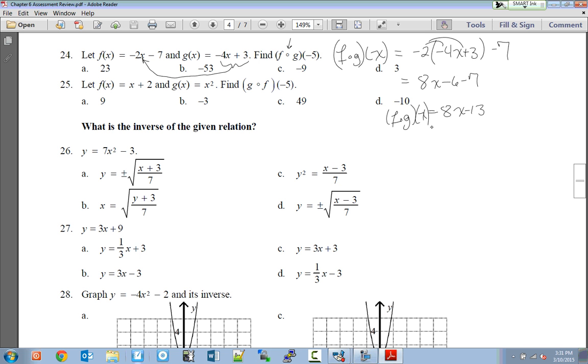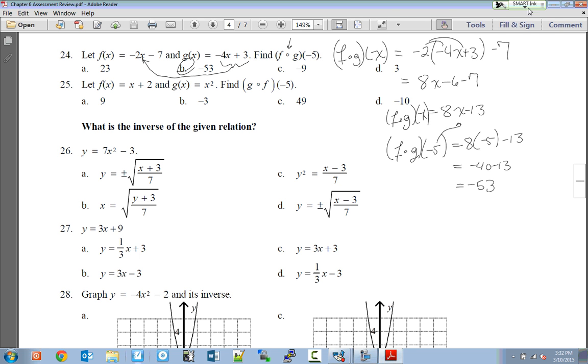All right. Now, the only thing you do differently for this -5 is you're going to have f of g of -5. The only thing you're going to do differently is take this -5 and substitute it in for x. So we're going to have 8 times -5 minus 13. Well, that's -40 minus 13. So that is -53. So the answer for number 24 is B, -53. All right. Make sure you keep up with your positives and your negatives and don't get them mixed up or lose any of them or anything like that.